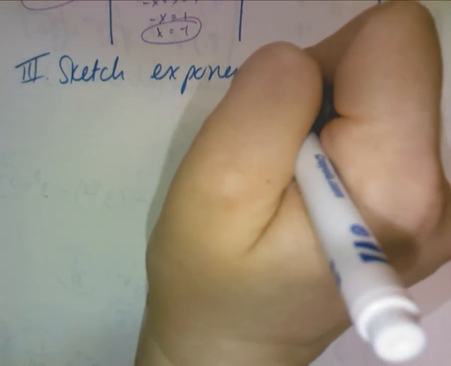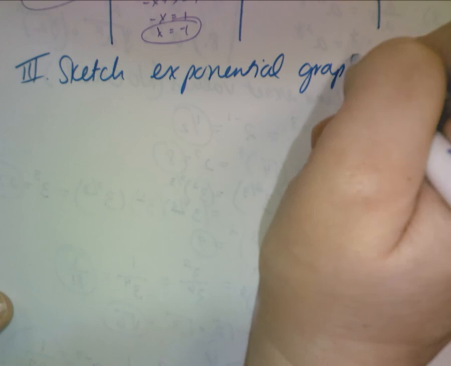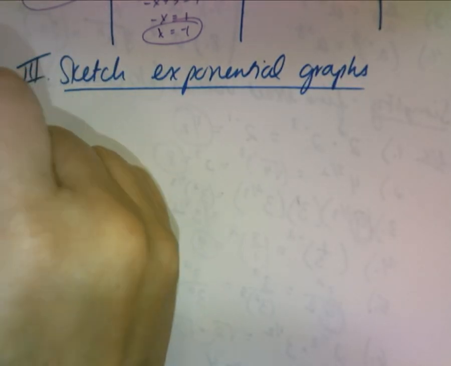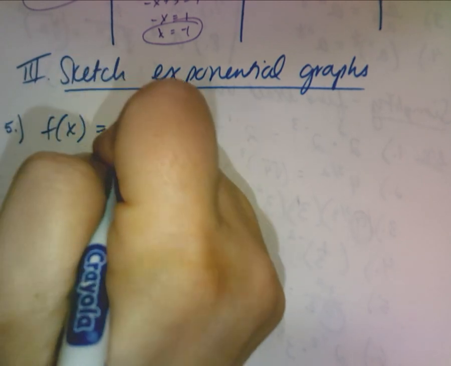Sketch exponential graphs. Let me give you 2 of them and we are done. Boom, we're done. F of x equals 2 to the x.